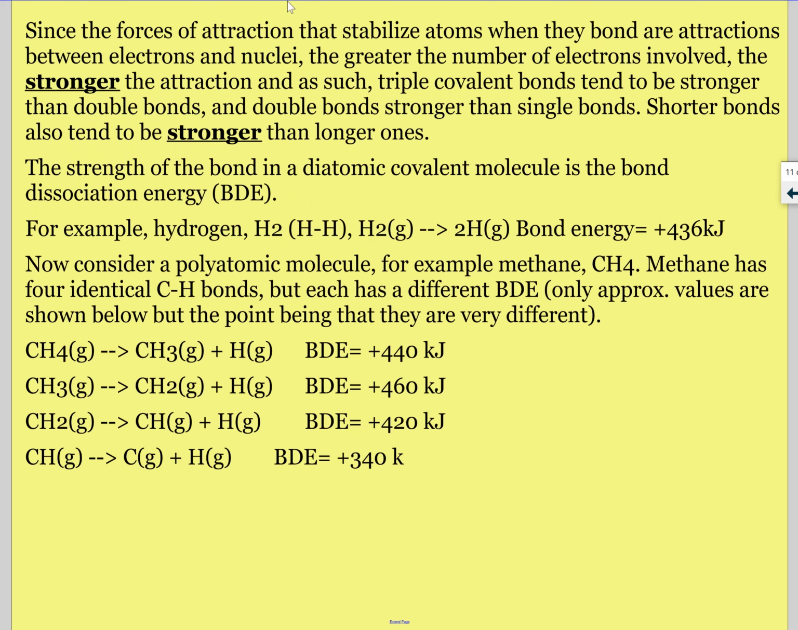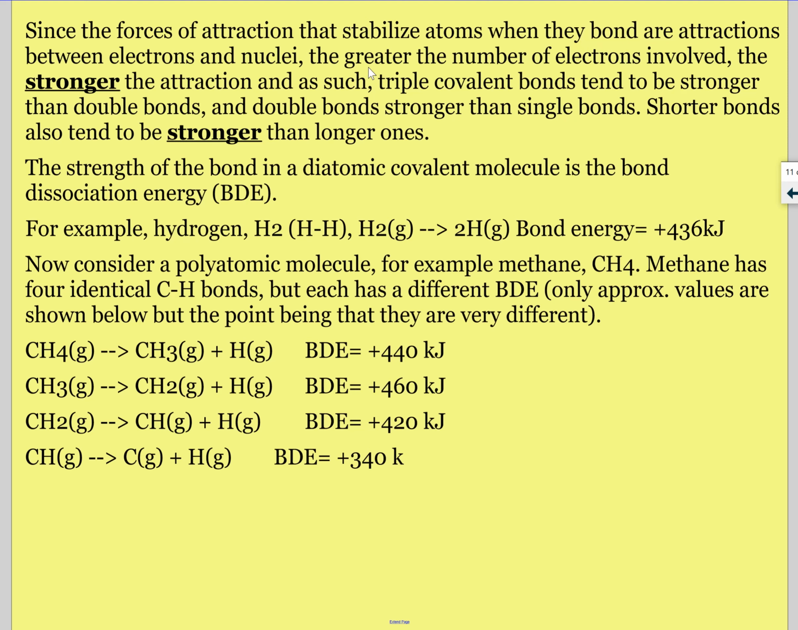Since the force of attraction that stabilizes atoms comes from the attraction between the electrons and nuclei, the greater the number of electrons involved, the stronger the attraction. So triple covalent bonds tend to be stronger than double bonds, and double bonds tend to be stronger than single bonds. Shorter bonds also tend to be stronger than longer ones, so if you're close together, you're probably going to be stronger. Think of it like you're holding a football. If it's held close to you, it's harder to take away.